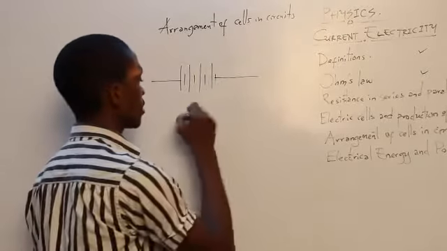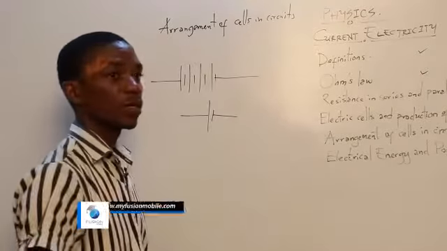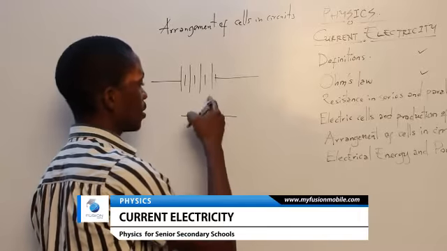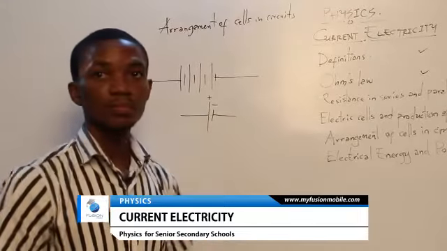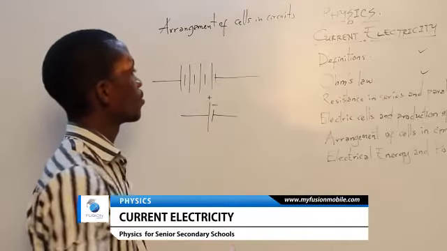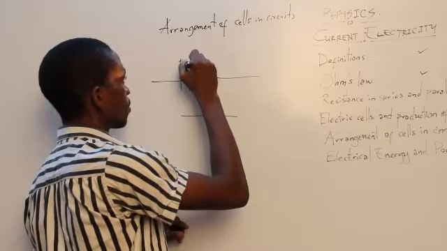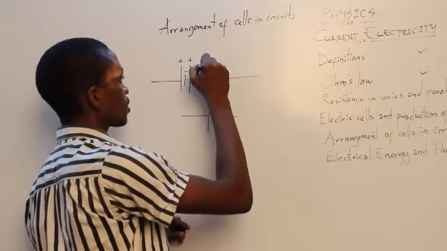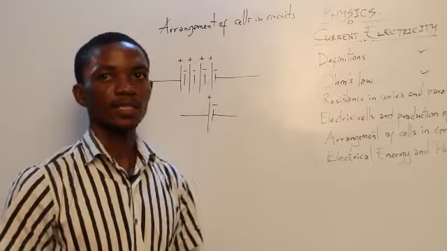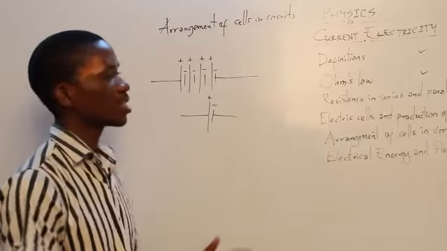A single cell is represented as this, where the longer line is the positive and the shorter is the negative. So when we have this kind of diagram, it suggests we have the positive, the negative, the positive, the negative, positive, negative, positive, negative, as that. So this is how the cells should be arranged in a circuit.